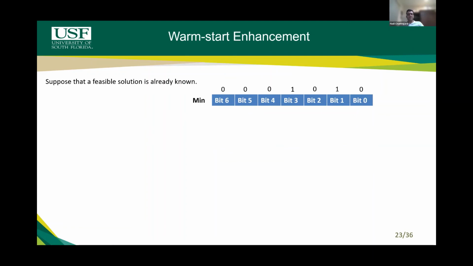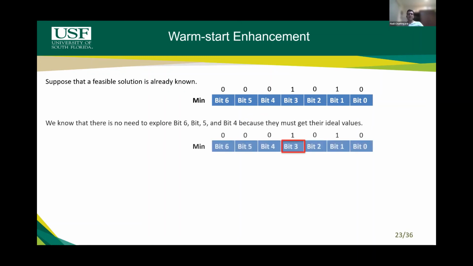For example, if you have these solutions in the memory and you're minimizing, that means you don't need to explore bit number 6, 5, and 4 together, because 0 is the ideal value when you're dealing with a minimization problem. So I can skip all of those and immediately go to bit number 3.